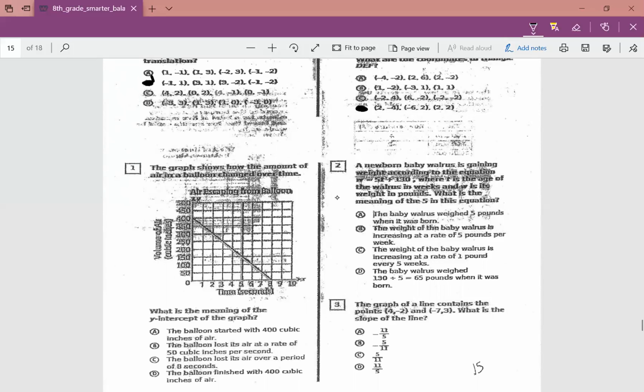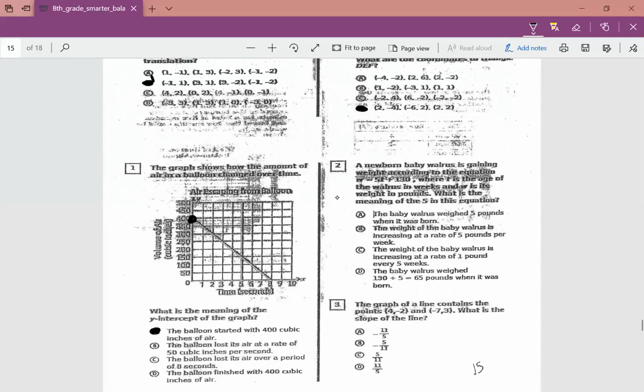We are going down to question 1, and we are still on page 15. The graph shows how the amount of air in a balloon changes over time. What is the meaning of the y-intercept of the graph? The y-intercept is right there, and the correct answer was A. The balloon started with 400 cubic inches of air, and then it slowly deflated.